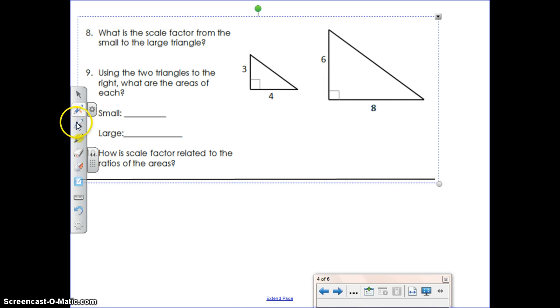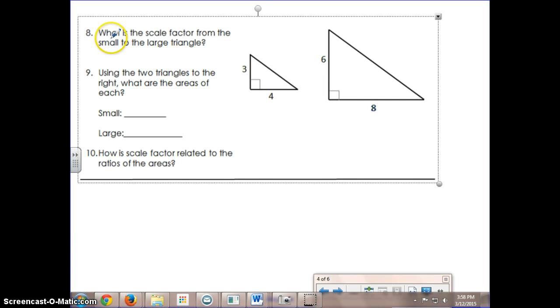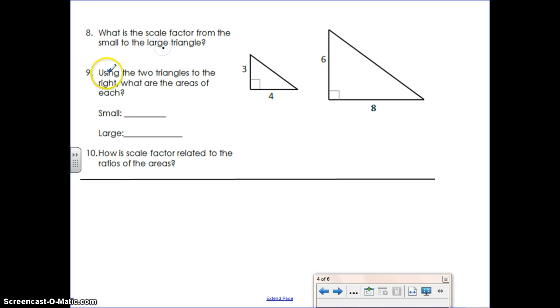All right, let's look at question 8 together. What is the scale factor from the small to the large triangle? Pause the video and then play it to see the answer, to check your answer.